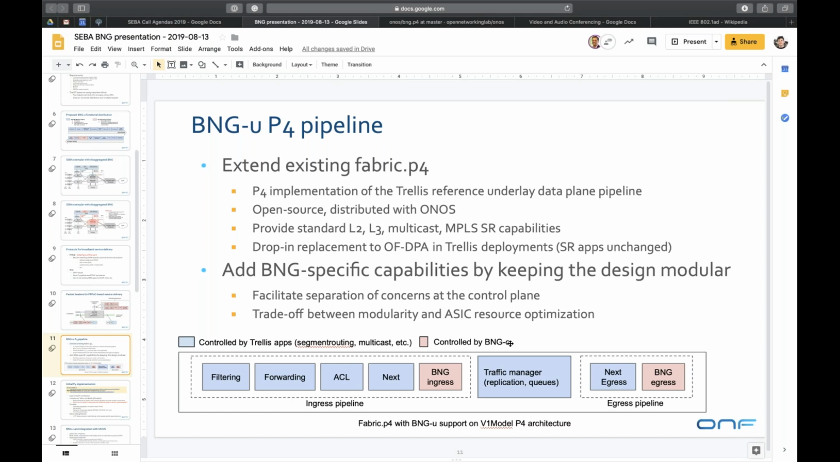Now, clearly there is a trade-off between modularity, designing the pipeline for the purpose of control plane operation, and ASIC resource optimization. And that's because keeping the design completely modular sometimes does not favor the allocation of things like TCAM memory and other types of memory in the ASIC to scale the number of subscribers. So we are aware of this trade-off, and this is something that we will need to explore going forward to make sure we come up with a clean design, but at the same time, we're also able to scale the number of subscribers in the pipeline.